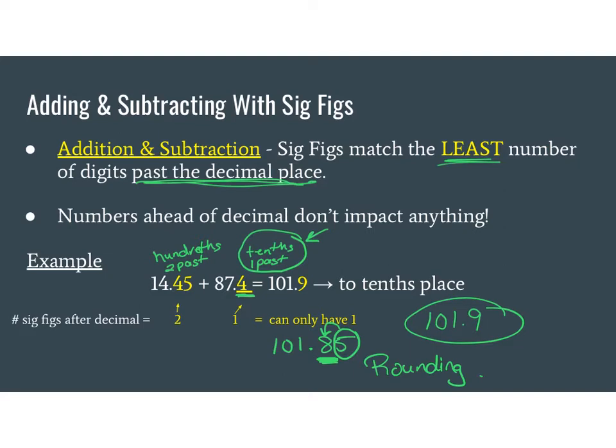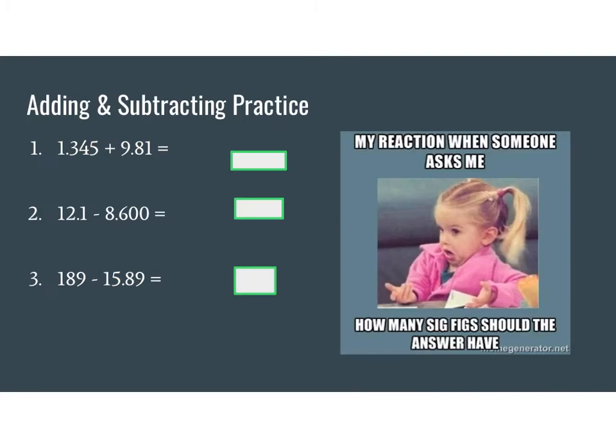We're going least past the decimal place. Here we have 3 examples of adding and subtracting practice. So we have 1, 2, and 3. What I'd like you to do is get your calculator answer. Go ahead, plug these into a calculator. You can click pause, and we'll come back to this in just a moment.